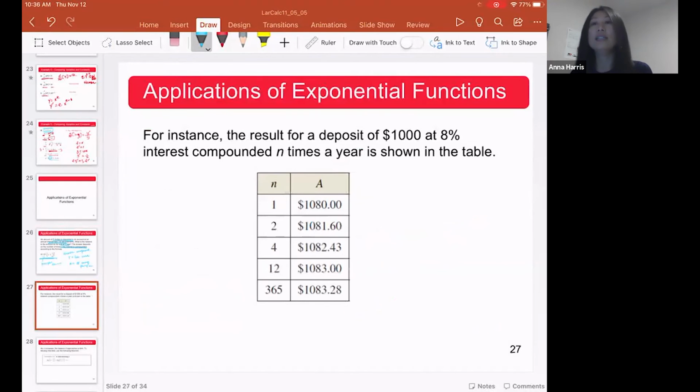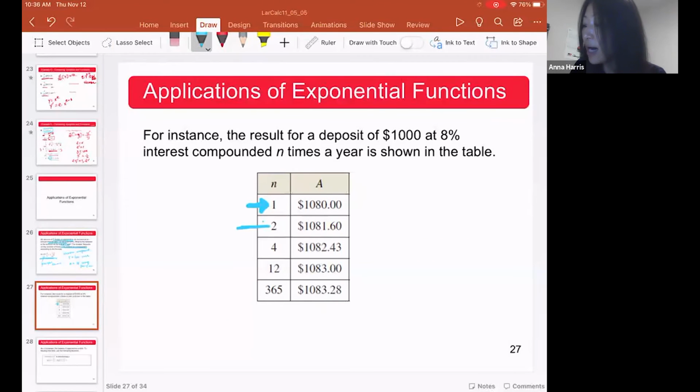All right, so you have this. For instance, the result for the deposit of $1,000 at 8% interest compounded N times a year is shown in the table. If N is only compounding 1 time a year, you get $1,080. So a year later, you get $80 interest.